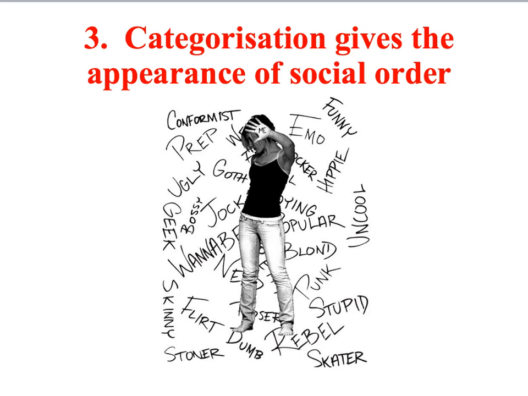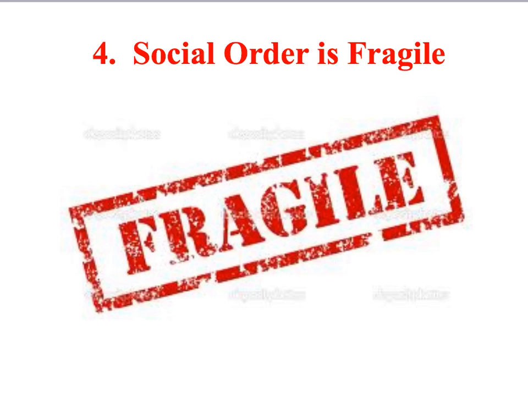We know what they're talking about because in our heads we have similar categories, and this enables us to interact with others on the basis of these shared meanings. And a final key principle of interactionism is this idea that society or social order is in fact very fragile. And this is because interactionists believe that society is built from the bottom up through everyday interaction between individuals within it.